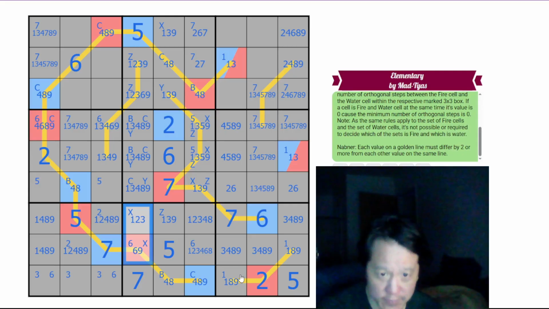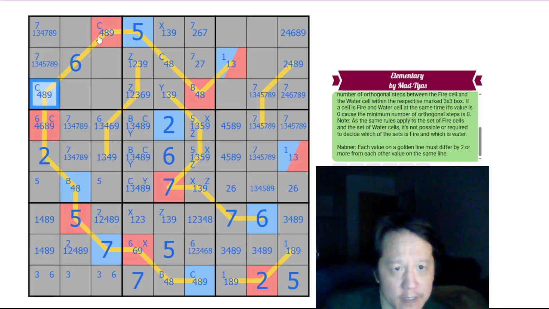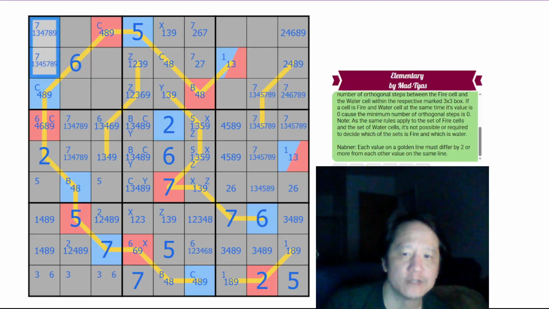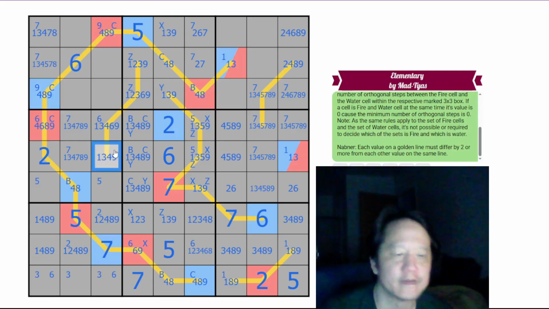Jeez, this is so convoluted. We know one of these two has to be a 9. Because if it's not a 9 here, you don't have 9 times 4 anywhere on this Nabner line, which is necessary. So that eliminates 9 from the rest of the box. Does that help us any? I don't really know. I'm so confused right now.